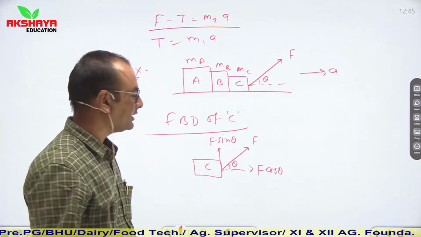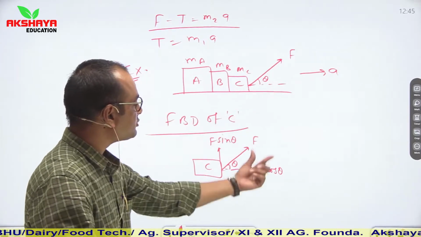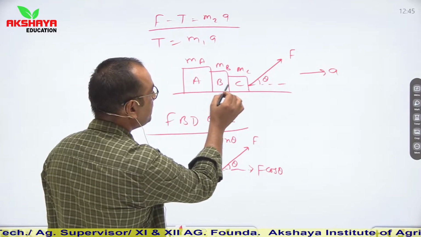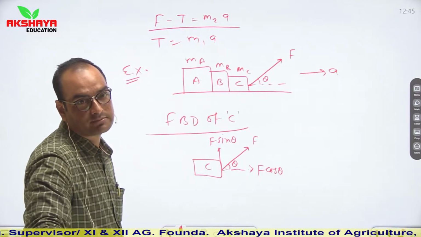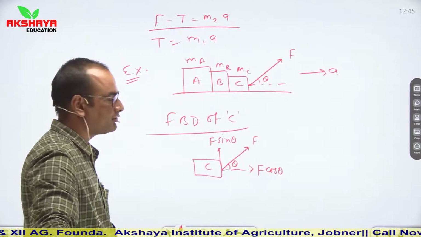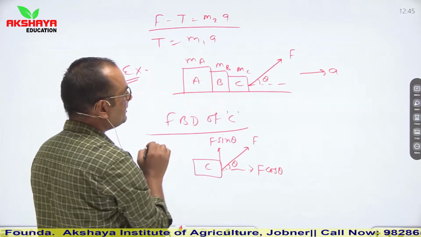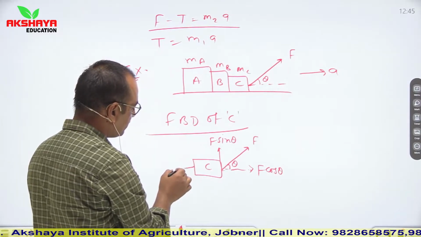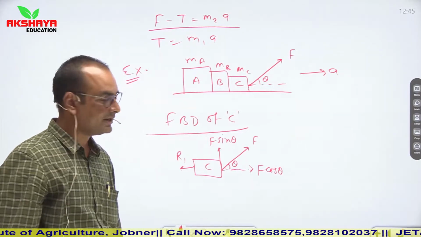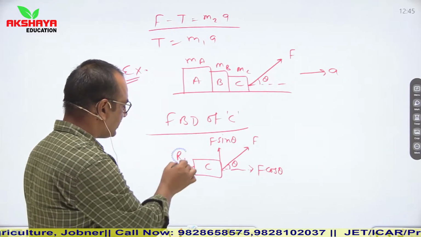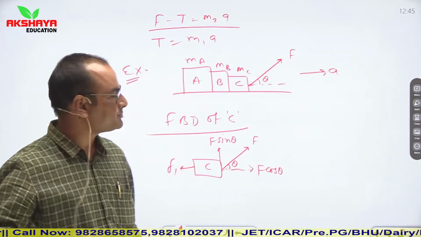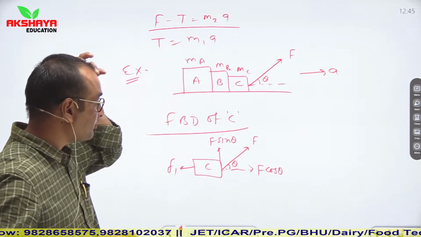It is F sin theta. Now see, acceleration is caused due to F cos theta. Another, between B and C, there is a contact force. Let us say it is a reaction force. So between B and C, let us say there is a contact force and consider it as R1, or rather you can say it as small f1. This is the force between B and C.